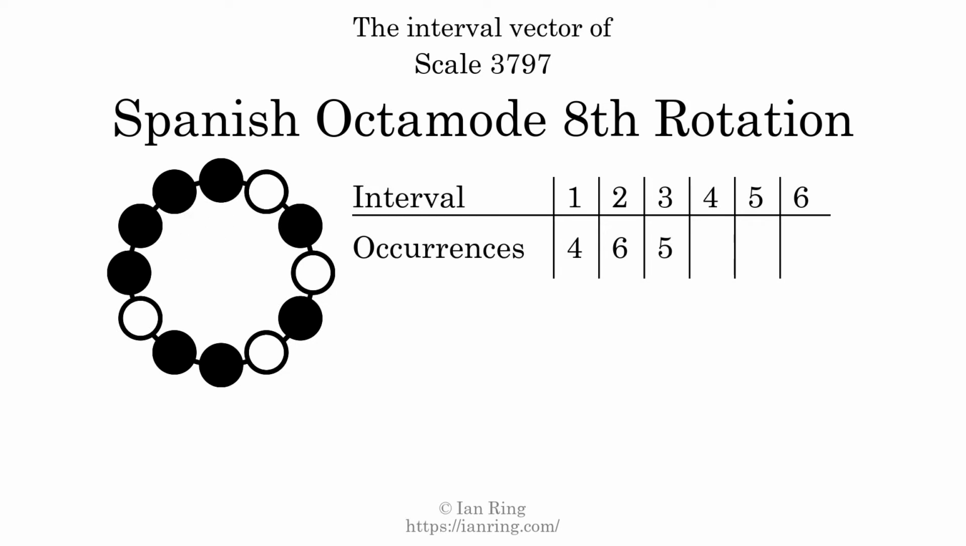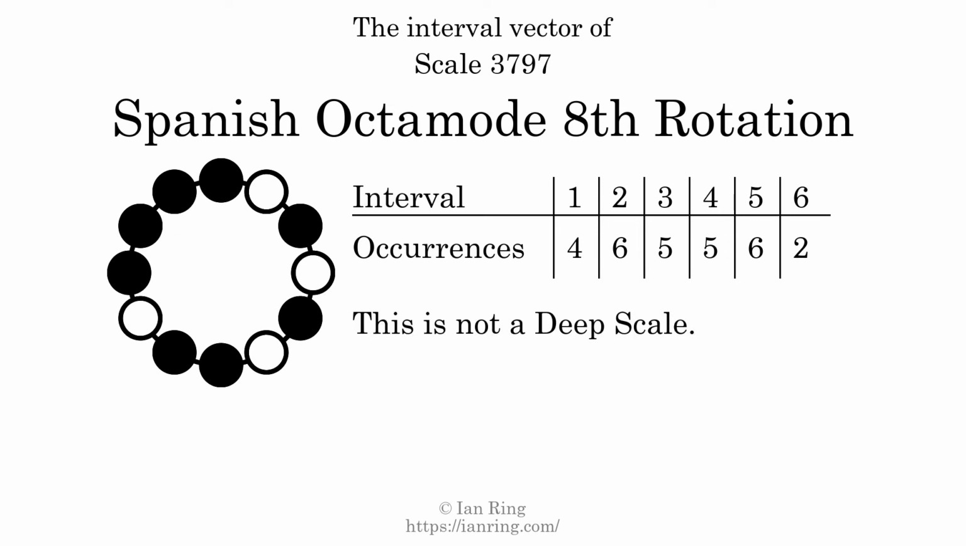There are 5 intervals with the size of 3 semitones. They are here, here, here, here, and here. There are 5 intervals with the size of 4 semitones. They are here, here, here, here, and here. There are 6 intervals with the size of 5 semitones. They are here, here, here, here, here, and here. There are 2 intervals with the size of 6 semitones. They are here, and here.